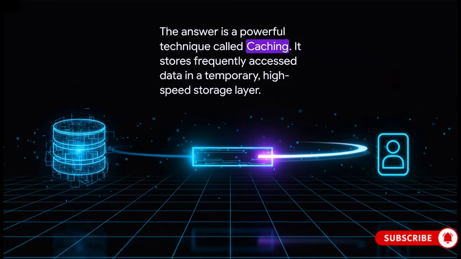The concept is pretty straightforward. You store the data that gets used most often in a temporary, super high-speed layer that sits between the user and the main database. This one change takes a massive amount of pressure off the database, and it's what allows modern applications to absolutely fly.